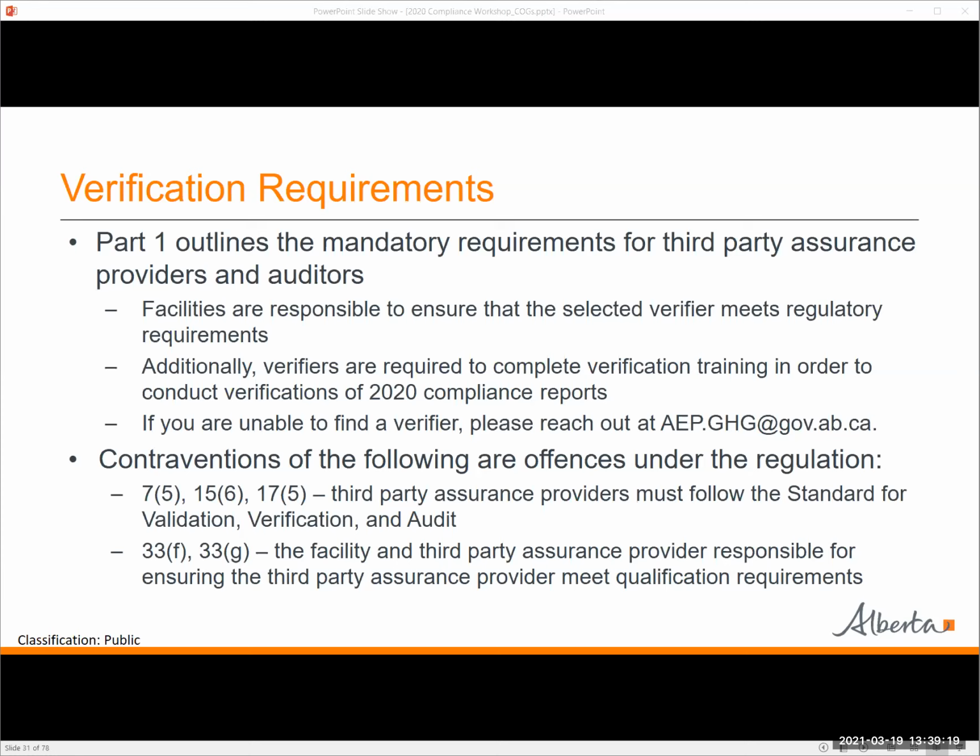We do want to point out that there are some contraventions in the regulation that are considered to be offenses, and specifically, there is a requirement that third-party assurance providers must follow the standard for validation, verification, and audit when conducting verifications. And as well, just to reiterate the point above, both the facility and the verifier are responsible for ensuring that the verifier meets the qualifications and experience requirements that are outlined in the regulation and in the standard.